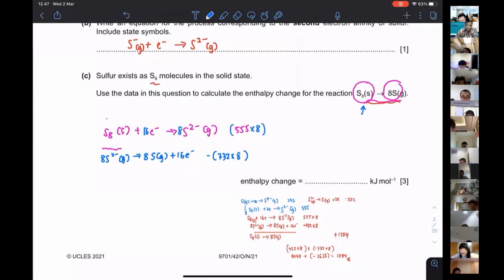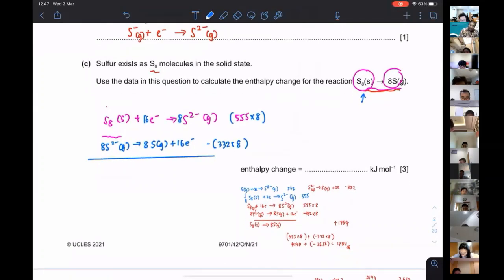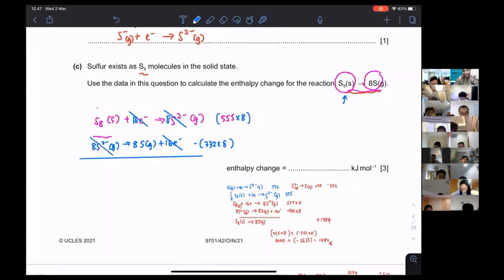What you will get is similar to what you have done earlier in paper 1. So this 16 electron and this 16 electron will be gone. And then you can remove the 8S2 minus and 8S2 minus. So in the end, what do you get? You have S8, which is going to be solid. They are going to give you 8S, which is gas, which is what we want.